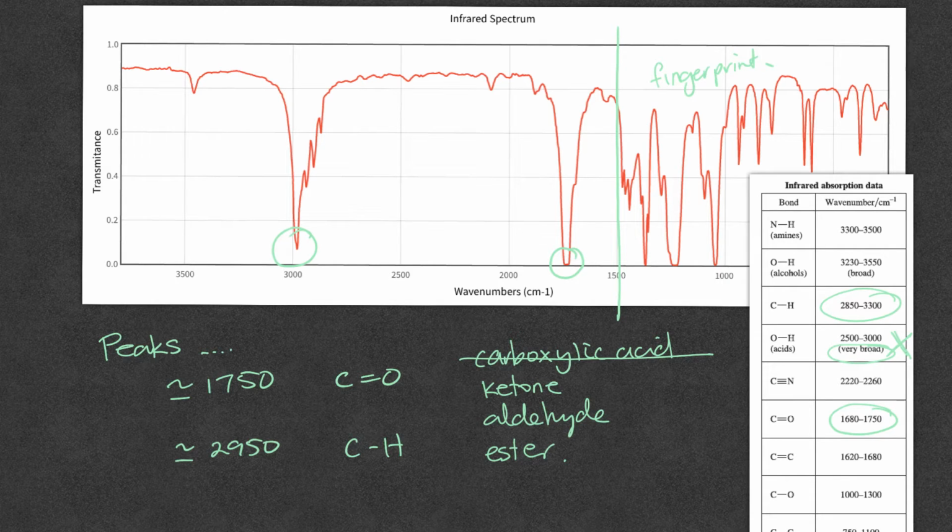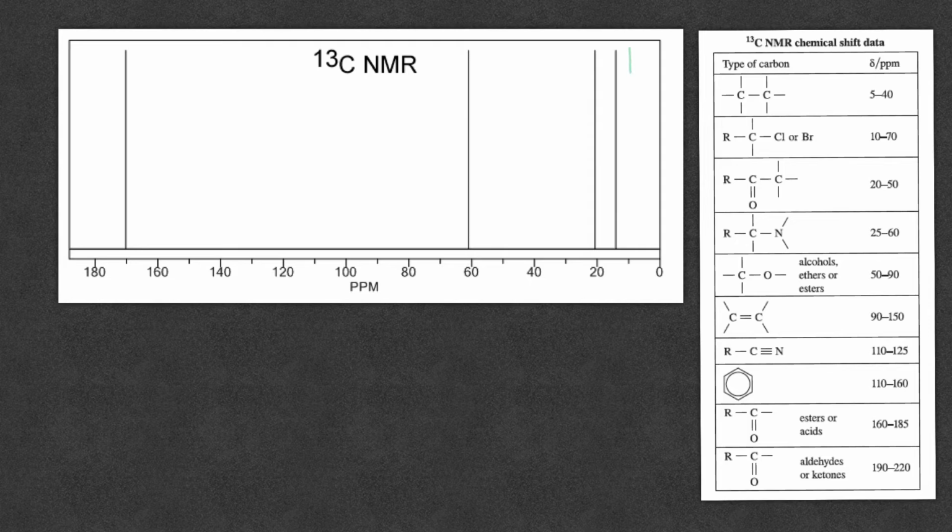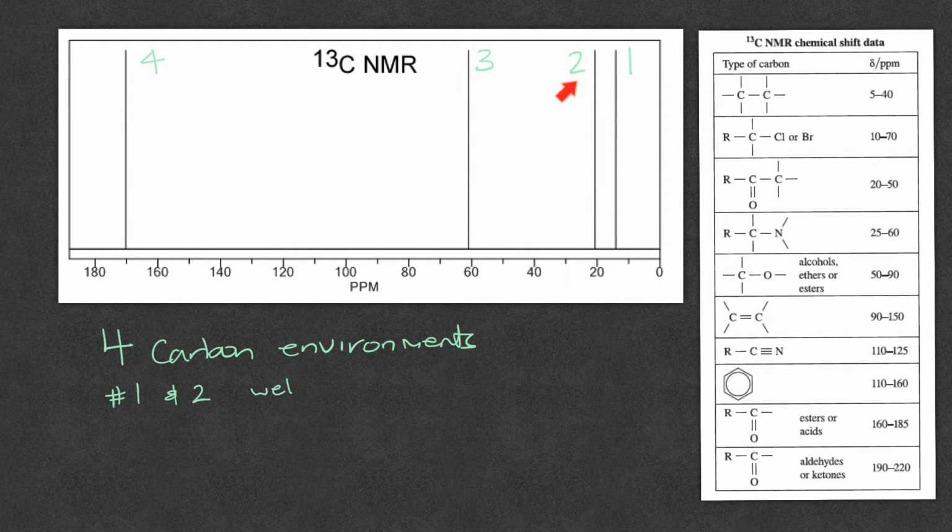And we're going to have to look at other analytical processes to be able to figure out which one it is. So we go to carbon NMR, carbon 13. We see that there's 1, 2, 3, 4 peaks. And that tells us that there's 4 different environments in which the carbon atoms occur. So number 1 environment and number 2 environment are really quite low on the spectrum, and that tells us that they're quite well shielded by electrons surrounding them.